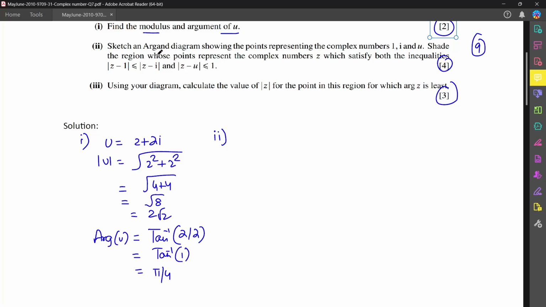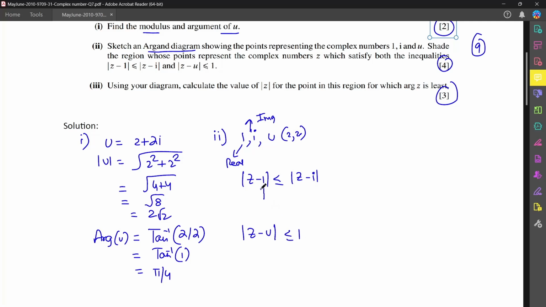In the second part, sketch an Argand diagram showing the points representing the complex numbers 1, i, and u. This one is on the x-axis, the real axis, and this on the imaginary axis, and u is 2 comma 2. We're going to plot it. Also, we're given two inequalities here: modulus of z minus 1 less than or equal to modulus of z minus i, and the other one is modulus of z minus u less than or equal to 1.